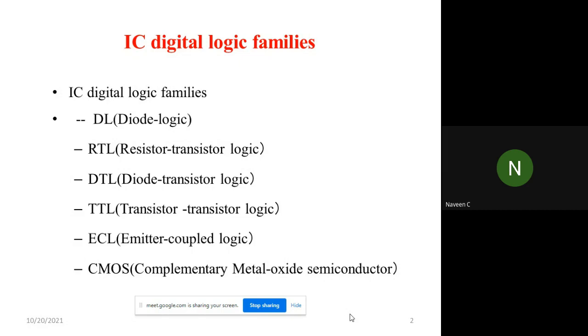Each logic, each configuration has its own features. If you go from top to bottom, it is getting improved in terms of speed, fan in, fan out, efficiency, power dissipation, in all terms, especially speed, how fast your circuit is logically responding. Based on all this, we are trying to improve the circuit.